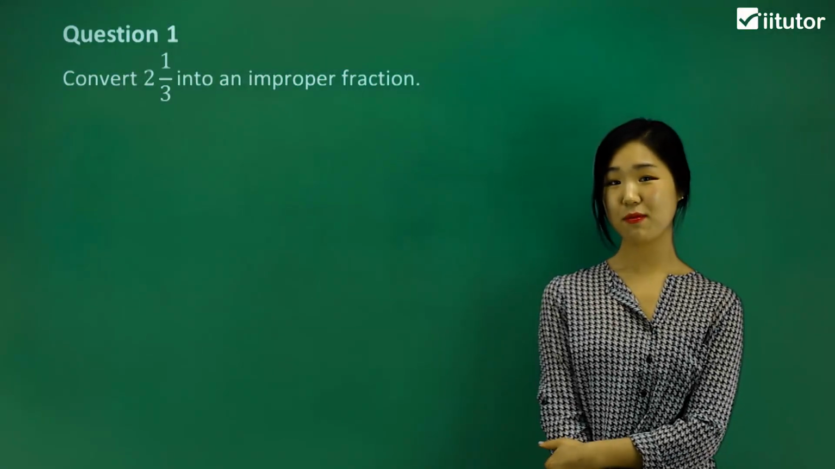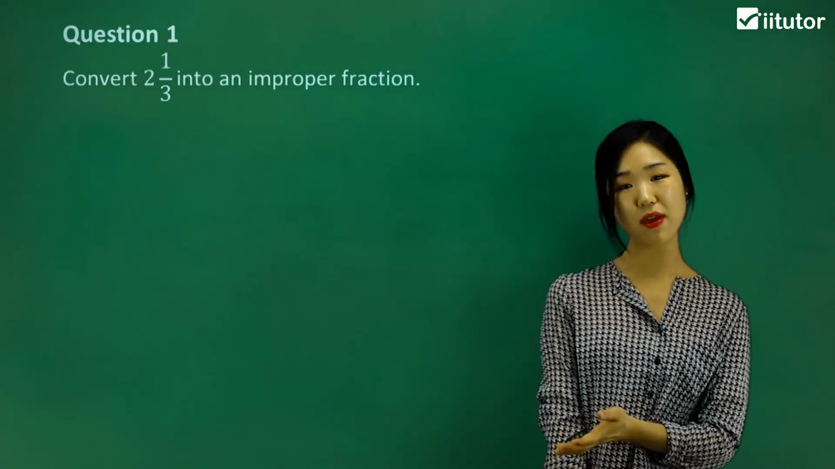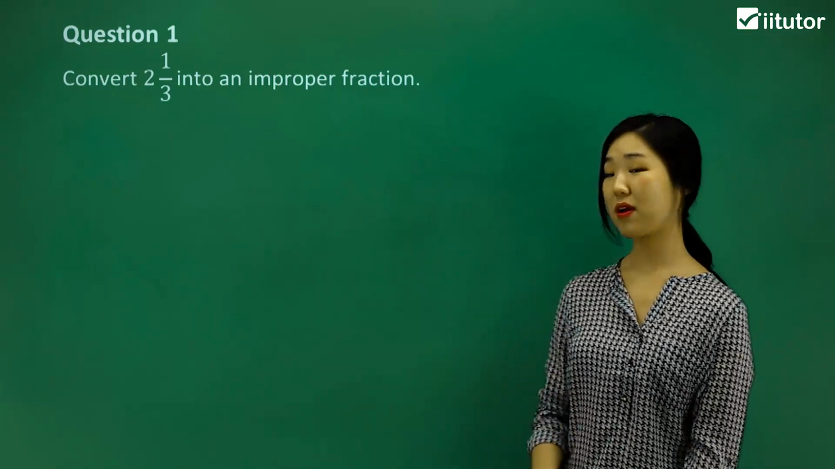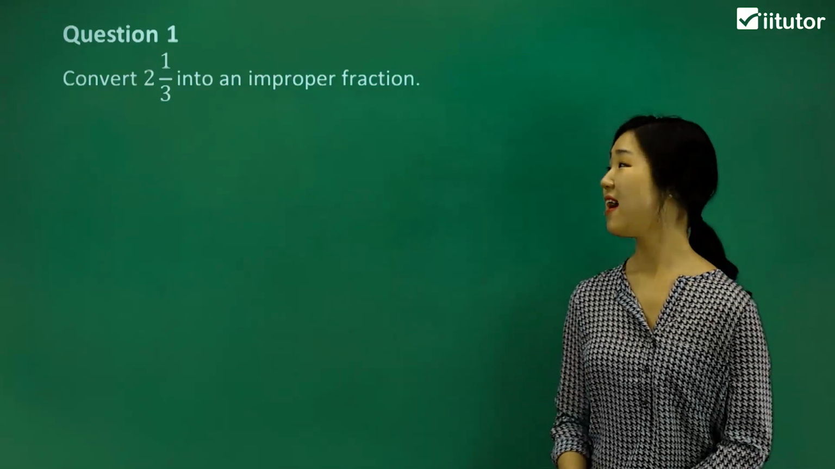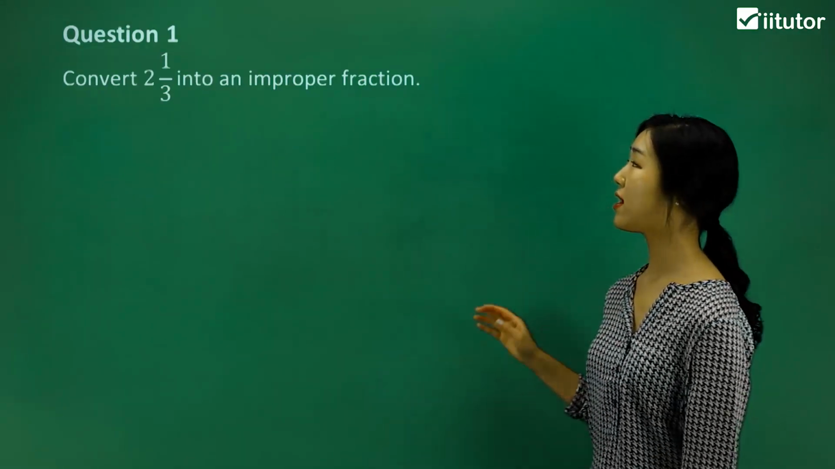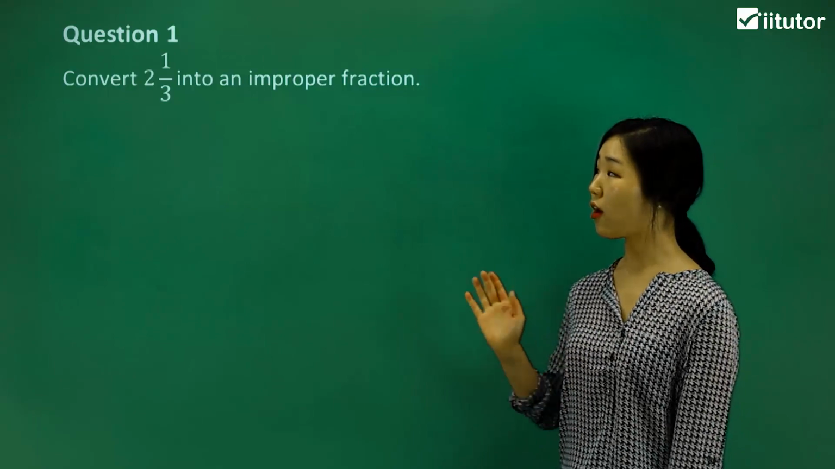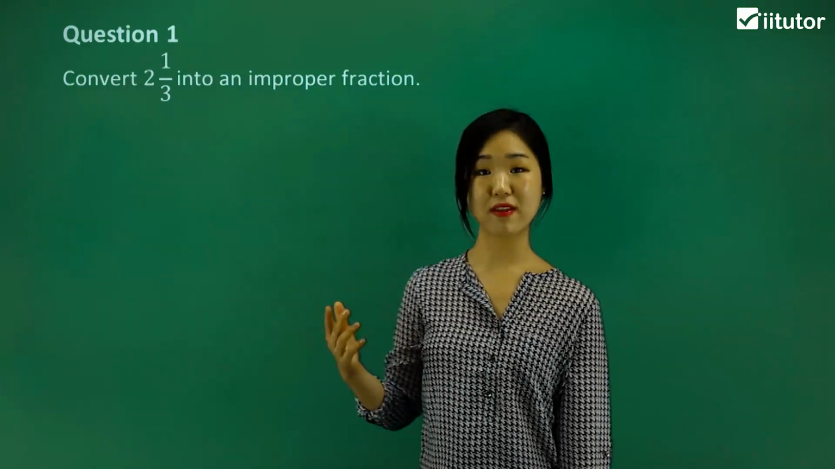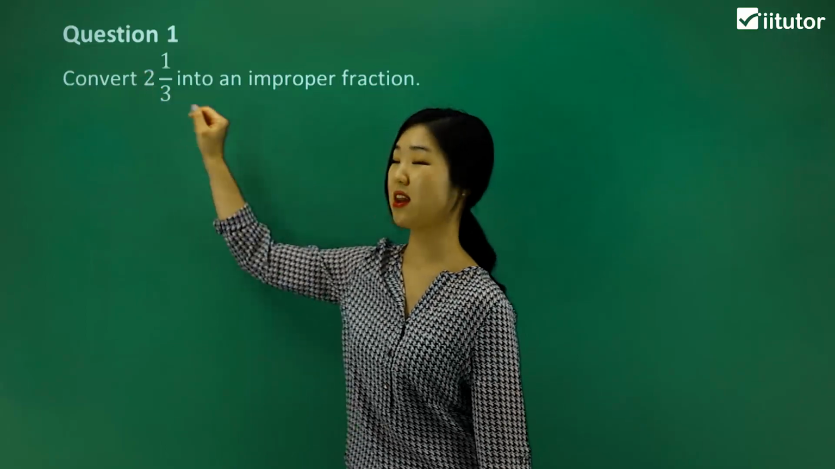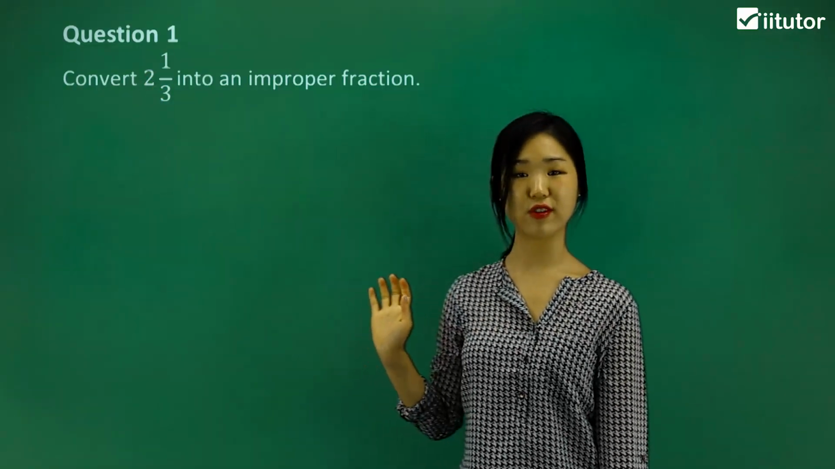In this lesson, we're going to be looking at how to convert our mixed numerals back into our improper fractions. So have a look at question 1, guys. We'll get straight into it. The question asks us to convert 2 1/3 into an improper fraction. So you can see that currently this is in mixed form, isn't it? Mixed numerals always have a number at the front and then a fraction following it.